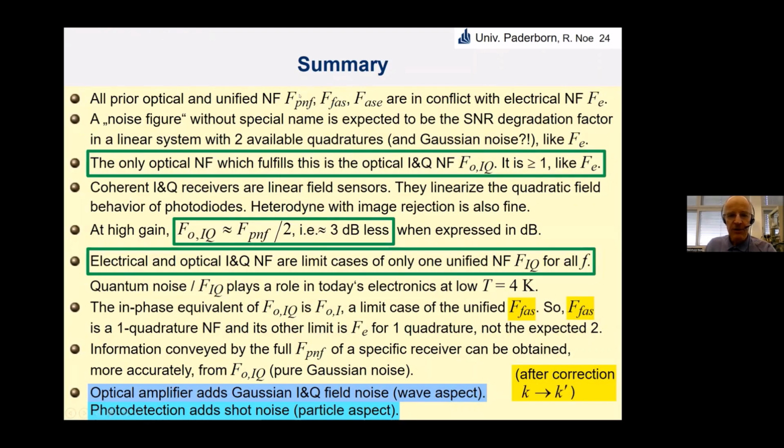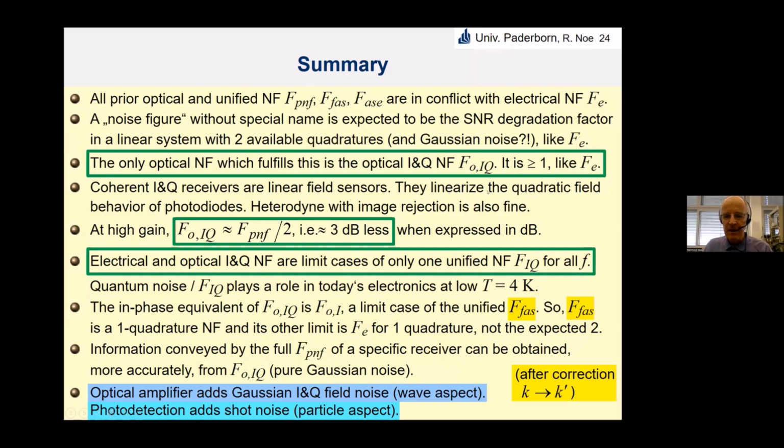I have shown to you that all prior optical and unified noise figures are in conflict with the electrical noise figure. A noise figure without special name is expected to be the SNR degradation factor in a linear system with 2 available quadratures, and probably Gaussian noise, like the electrical noise figure. The only optical noise figure which fulfills this is the optical in-phase and quadrature noise figure FO. It is larger or equal to 1, like the electrical noise figure. A useful receiver here is a coherent optical IQ receiver, because that's a linear field sensor.